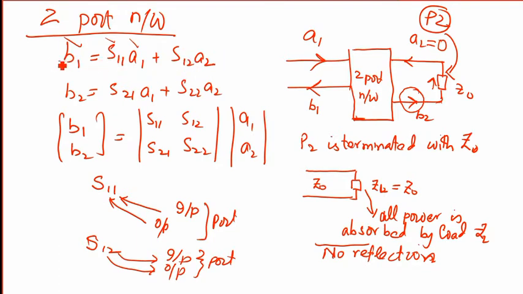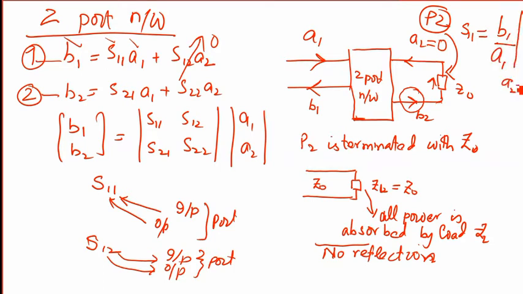So look at this equation. Let's say I call it equation 1 and this equation 2. Now look at equation 1. When A2 is 0, this term reduces to 0, and so S11 becomes B1 by A1 under the condition that A2 is equal to 0. S11 is equal to B1 by A1 when A2 is 0, and that is only when port 2 is terminated into the characteristic impedance, which I have already written over here.